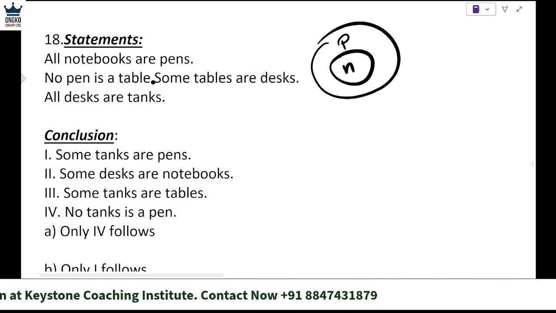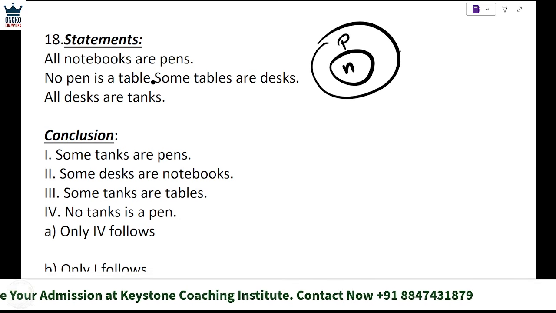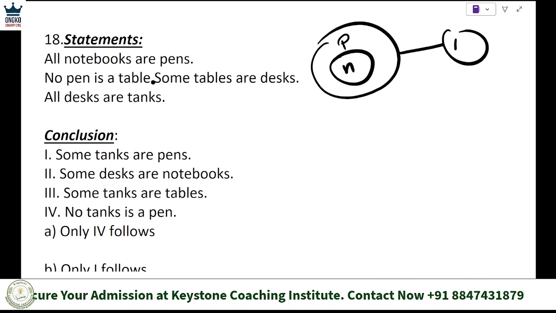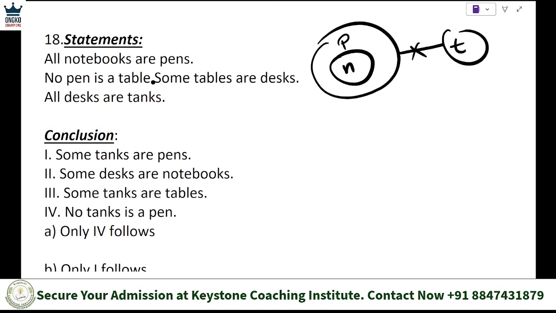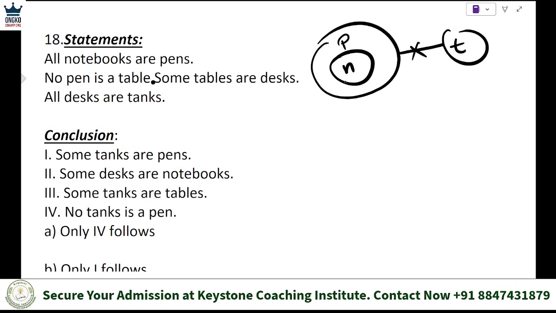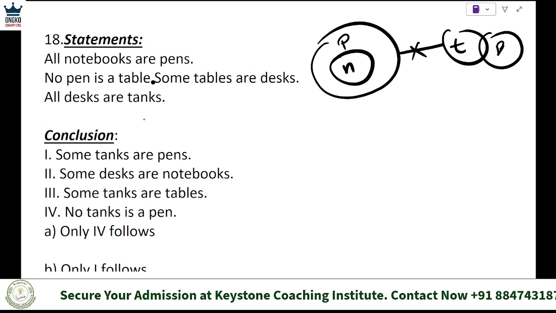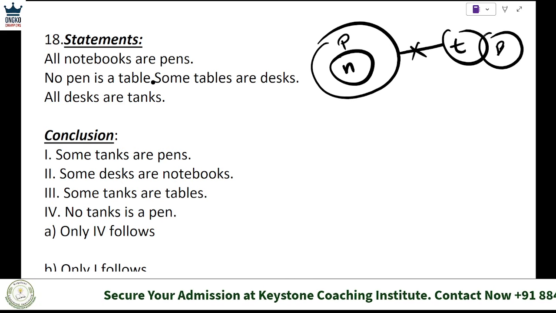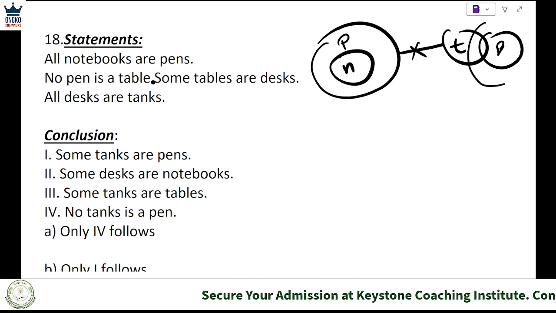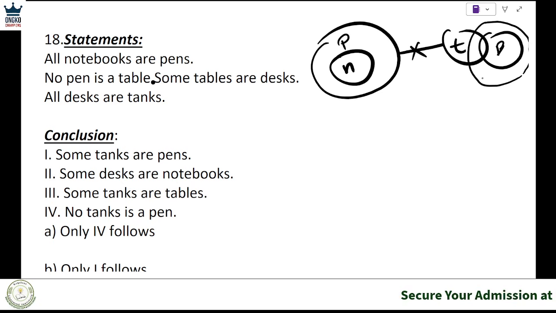This is the point. No pen is staple, so pen and staple have no relation, no overlap. Some staples are decks, that means staple and dex overlap. So some part of dex belongs to staple and some part of staple belongs to dex. All dex are tank, so all dex are inside tank.